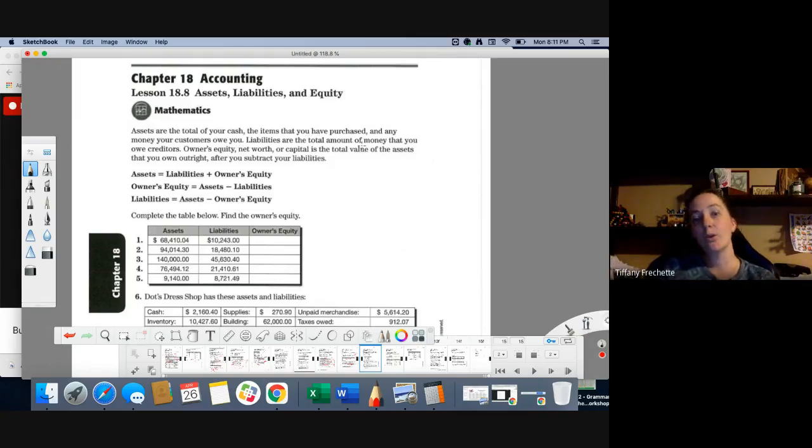Liabilities are the total amount of money that you owe any creditors. So remember, it's not money that you've necessarily spent yet, but you should be planning on spending it. You owe it to your creditors.